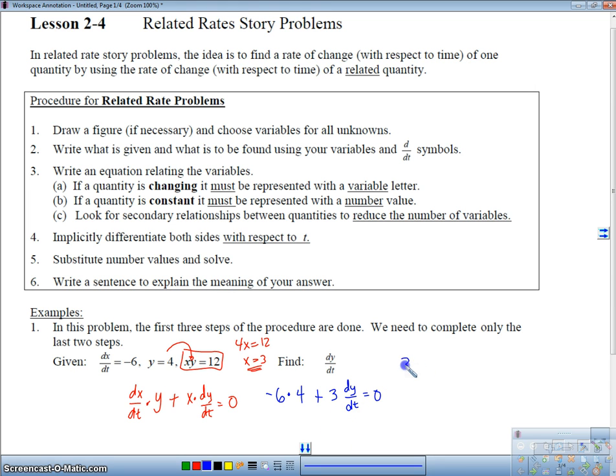Alright, so that gives me 3 dy/dt equals, this is -24, so I'm going to add it over. And then I'm going to divide by 3, and I'm going to get dy/dt is equal to 8. Now, normally in these problems, we're going to have units of measure here, which we will see in our story problem verse.